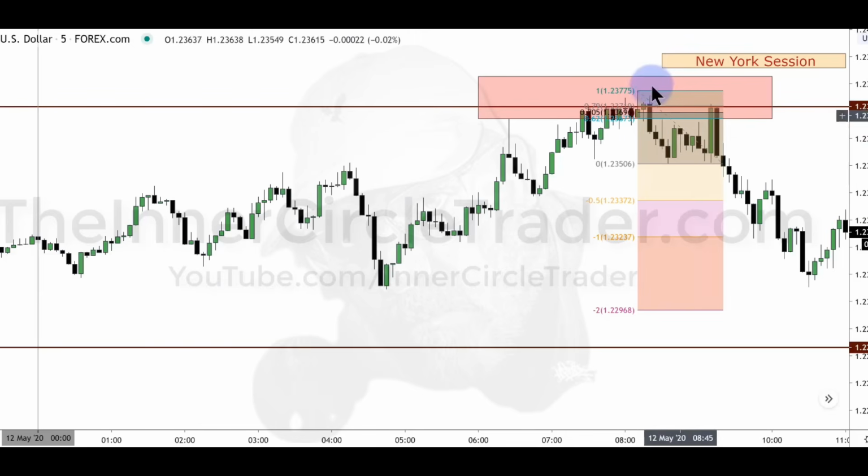Okay, so we have the high to the low, returns back to optimal trade entry. The 79% retracement level lays right on top of that level here. Your stop will be above here. And the market raids an old low here. And the fib level is here.